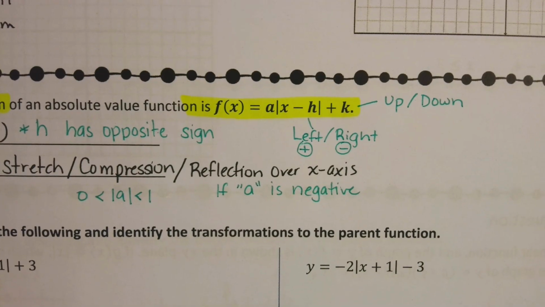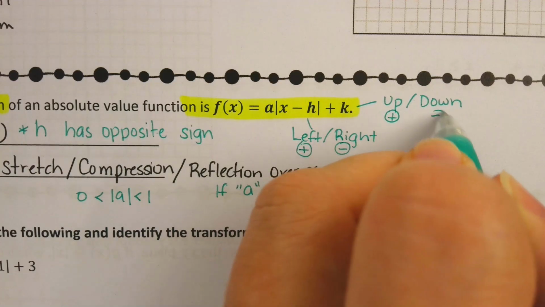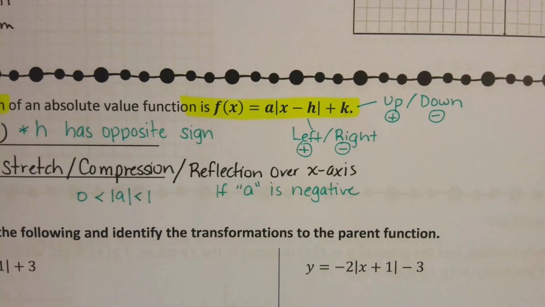But if you see a minus number, that actually means it moves to the right. Up or down works exactly as you think it would. If you see plus a number, that means it moves up. If you see minus a number, that means it moves down. And I'm writing all this because on each of these I'm going to have you describe how it's different from the parent function.